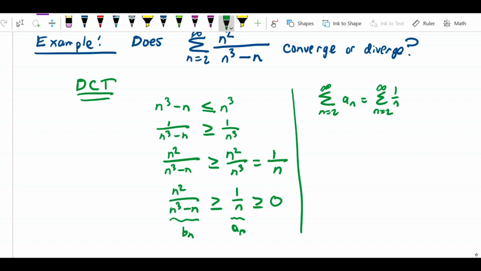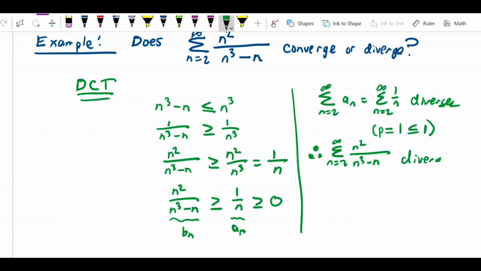Since the sum of an, which is equal to the sum of 1 over n, diverges, and I want to state the reason that I know it diverges. Diverges because it's a p-series with p equals 1, which is less than or equal to 1. Therefore, the sum of bn, in other words, the sum from n equals 2 to infinity of n squared over n cubed minus n, also diverges. And that's the end of the proof.